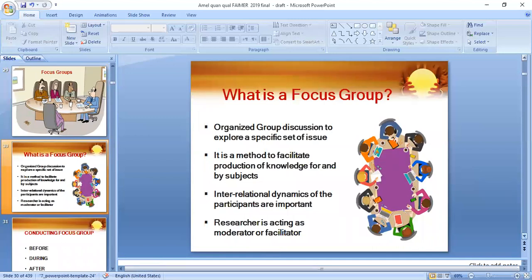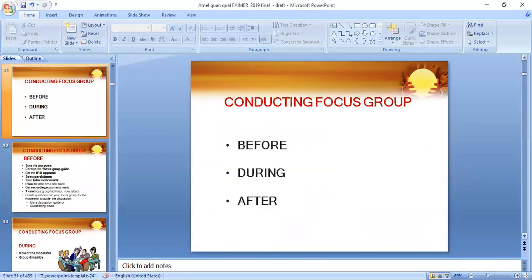It is an organized group discussion. The method is used to facilitate the production of knowledge from the subject. It involves interrelational dynamics of the participants between each participant and the others, and the researcher acts as a moderator.